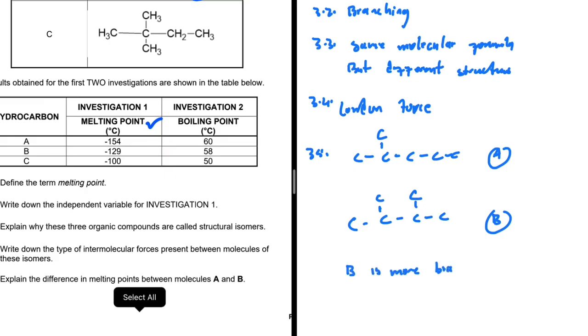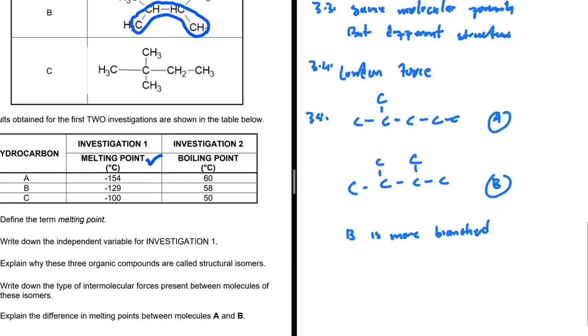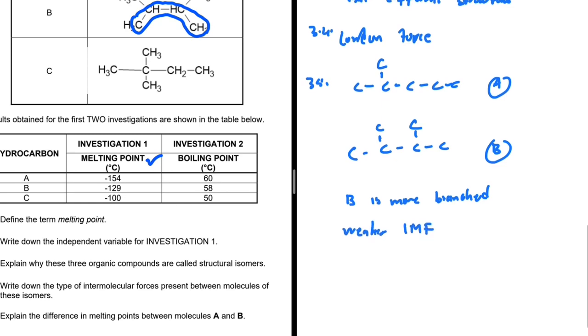That should be easy to see that B is more branched, right, compared to A. B is more branched. It is more spherical. So compound B will have weaker intermolecular forces. We have weaker intermolecular forces, so weaker IMF. And as a consequence of that, less energy is required. Less energy is required to overcome the intermolecular forces in B.